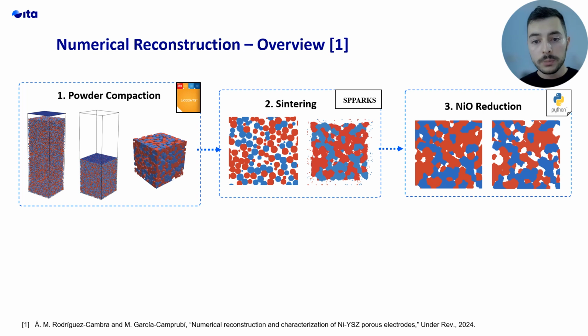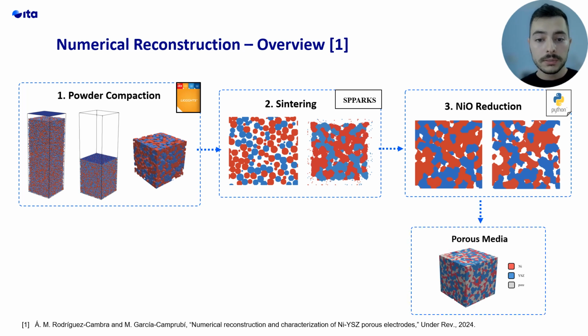Finally, we are also performing the reduction of the nickel oxide. Nickel oxide particles reduce to metallic nickel when exposed to a hydrogen atmosphere. This is a very relevant step, as the final porosity of this porous media is driven by this reduction. With these three steps, we are obtaining the final porous media, which is the input of the next section, the numerical characterization.